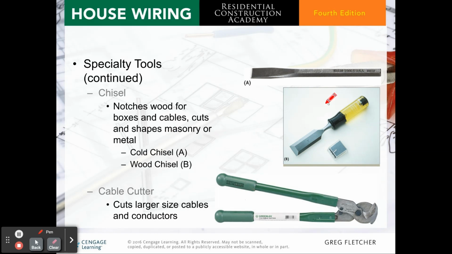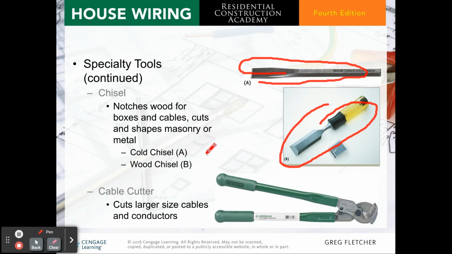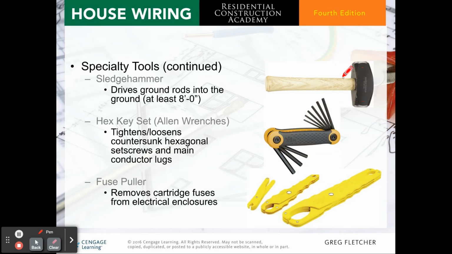Chisels. So here we have a wood chisel that notches wood for cables and boxes. And this one up here is a cold chisel, so that allows you to shape masonry or metal. A cable cutter, it cuts large size cables and conductors. Sledgehammer, again, we've used this previously. An electrician can use a sledgehammer to drive a ground rod into the ground at least 8 feet.